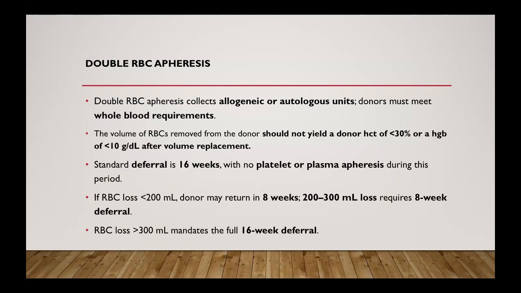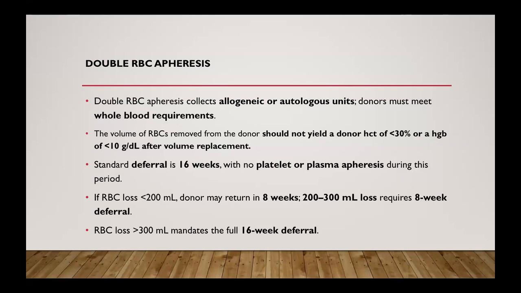Now we have what you call a double RBC apheresis. This is when you want to collect 2 units of RBC via apheresis technique. Double apheresis collects allogenic or autologous units. The donor must meet all blood requirements, of course: all the deferral processes, testing processes, and everything. This should be done for double RBC apheresis also.